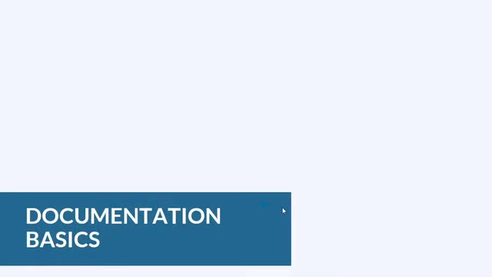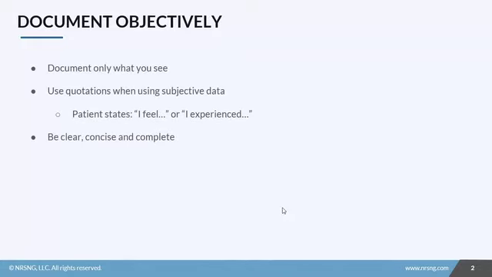In this lesson, we're going to take a look at some basics in documenting care. When we talk about documenting anything in the patient's record, we need to document objectively. So what do I mean when I say document objectively? Well, you want to document only what you see, literally only what you see. Don't document what you speculate or what you think is happening, only document what you see.